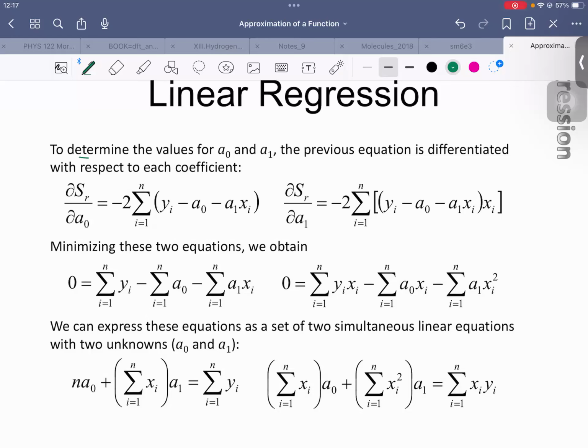So if you take the partial derivative of your SR with respect to A0 and also with respect to A1, okay, and then you equate it to 0, so that is essentially you're trying to minimize it, right, in calculus term. So take the derivative and equate it to 0, okay. Now you have these two equations based on that process, and you can solve this equation simultaneously, okay, because they are based from the same variable.